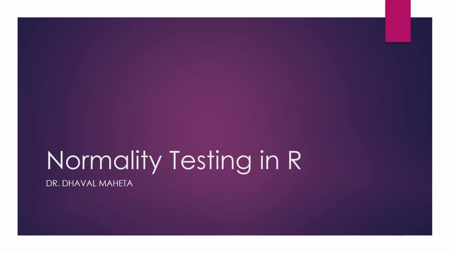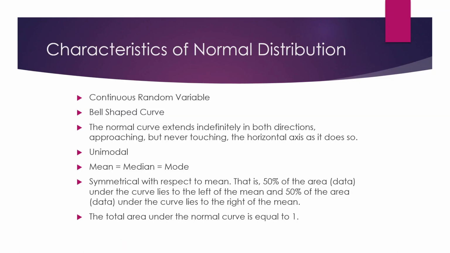Let's try to understand. First of all, we must be aware of the characteristics of the normal distribution curve. It is a continuous random variable, it's a bell-shaped curve, mean is equal to median is equal to mode. Both the axes are asymptote. It is unimodal, it has one mode only. Symmetrical on both the sides. First quartile is equal to third quartile, and the total area under the normal curve is equal to 1.